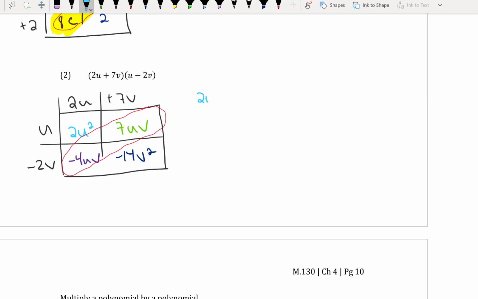And again, I can see that these two middle terms are going to be added together. So I have a 2u squared. If I just want to go ahead and add them together now, since those are like terms, they both end with a u and a v, I can do that. So negative 4uv plus a 7uv will give me a positive 3uv. And I have my negative 14v squared. And that's about as simplified as I can get. So that's going to be my final answer.